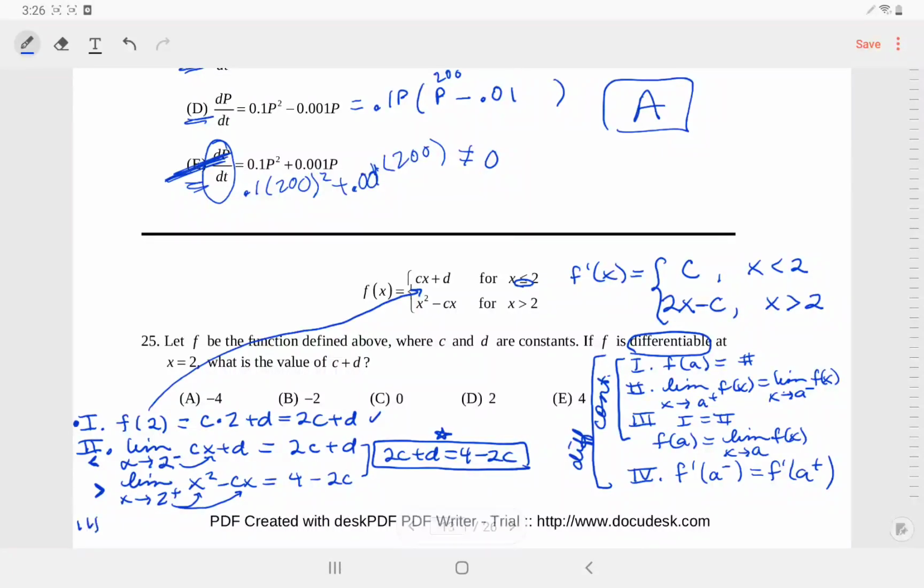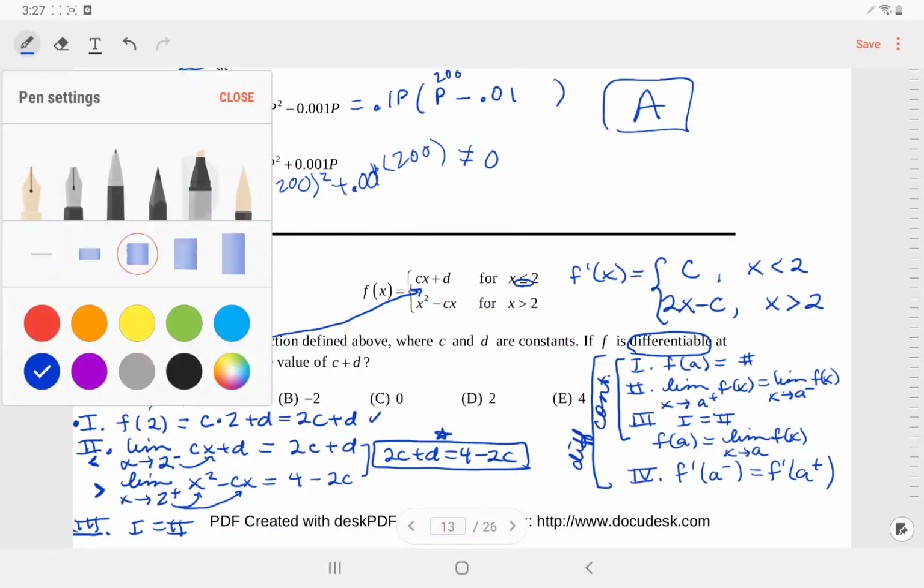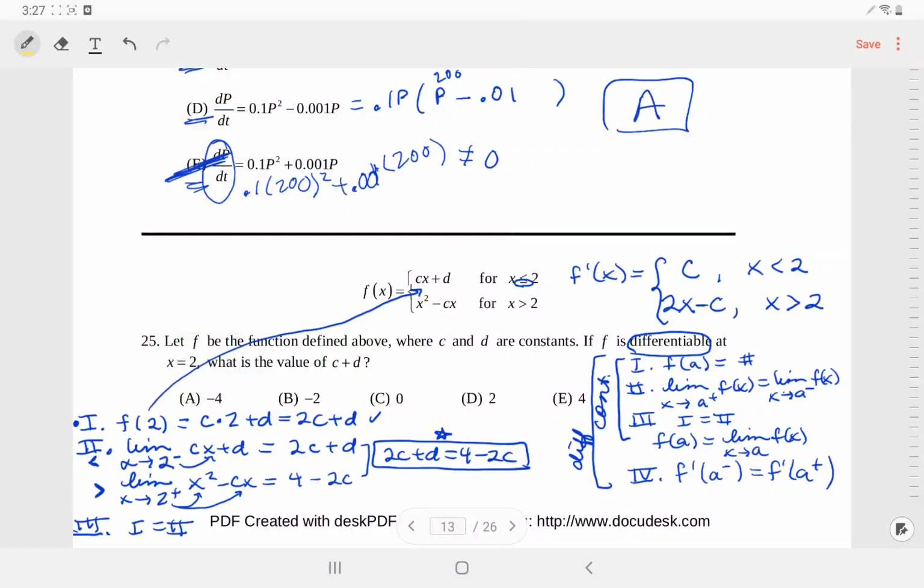Now step 3 for continuity says that step 1 has to equal step 2. So if I make these two equal, I'll highlight them. Let's see. So if I make these two equal, then they're going to also be equal to this one because it's one of them.